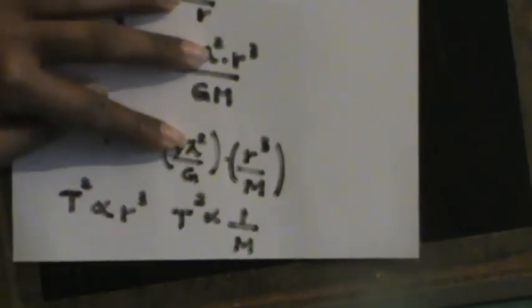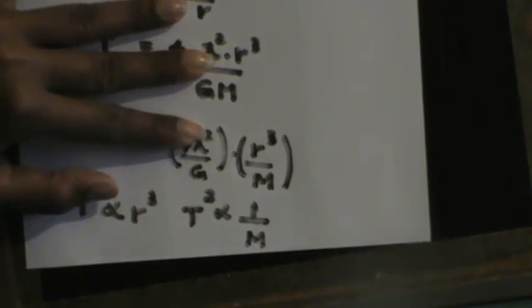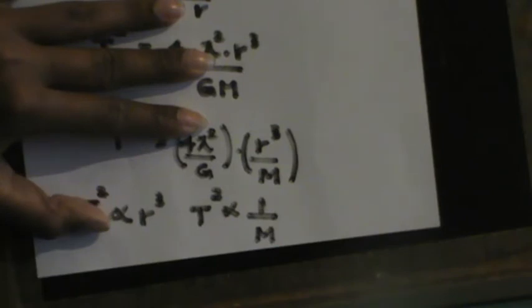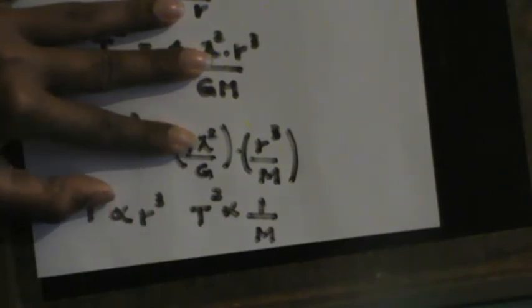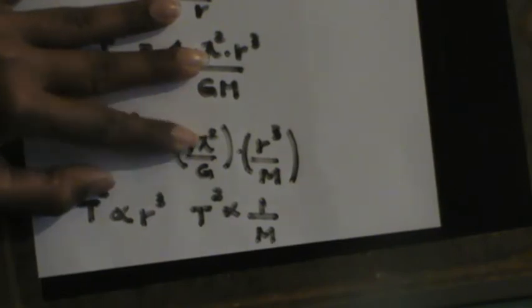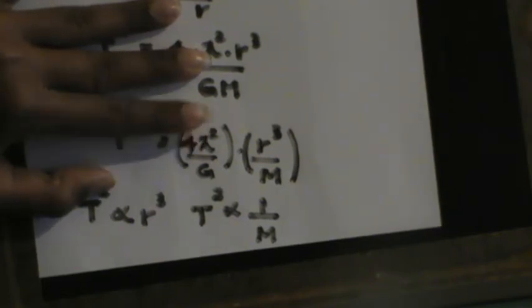So when the radius increases, when the cube of the radius increases, the value of T increases. So actually you have to take the value of this one. So 4 pi squared divided by G is a constant. You can actually find that. So if you are solving one or two equations with this, what you can actually do is solve the value for 4 pi squared divided by G, and then you can find T squared equals some constant times r cube by M, and then you can solve it.